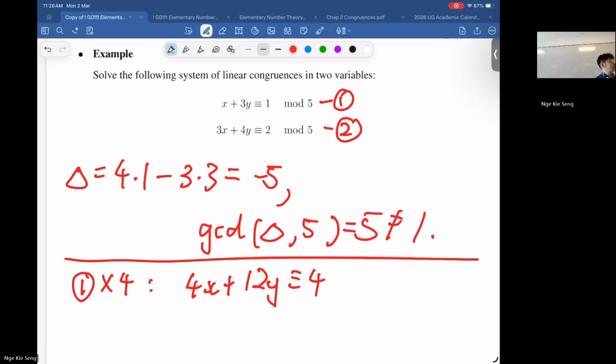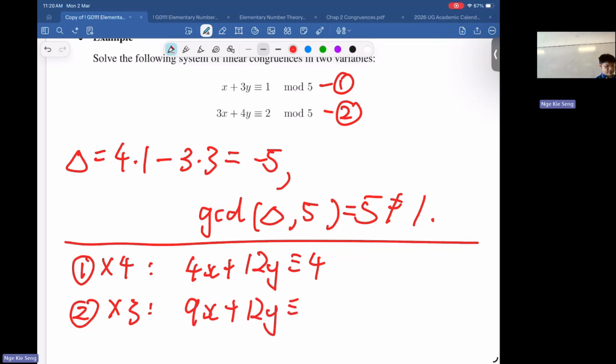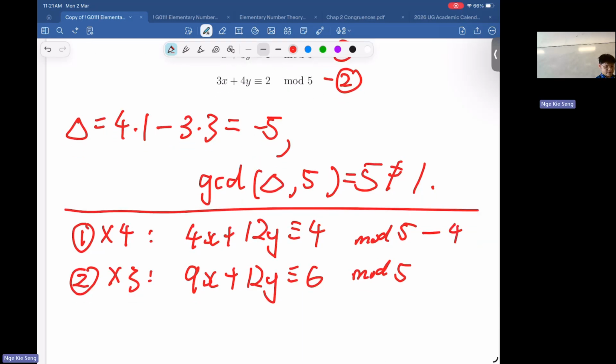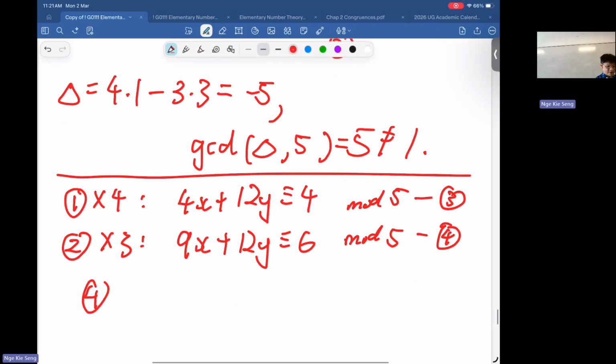Then 7 times 3. Okay, I see your way. So 9x plus 12y equals to 6. Then what do you do next? Take their difference. Okay, so which one you want to minus which? Maybe call this number 3, call this number 4. 4 minus 3 perhaps. So you get 5x congruent to 2 mod 5.